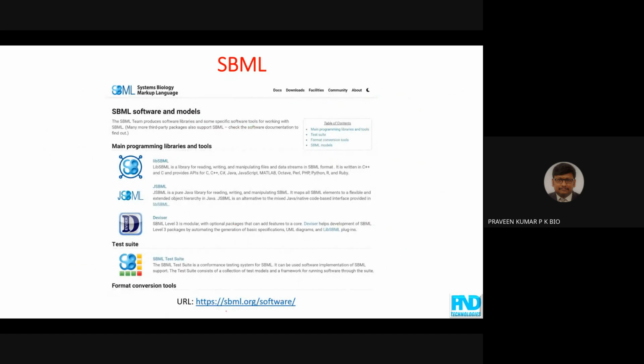And about the system biology markup language, this is the information we can get from sbml.org, and for the software, we have to go to this URL. These are some of the software, like libSBML. This is a library for reading, writing, and manipulating files and data streams in SBML format. It is written in C++ as well as in C and provides APIs for almost all the languages we use in bioinformatics: C++, C Sharp, Java, JavaScript, MATLAB, Octave, Perl, PHP.